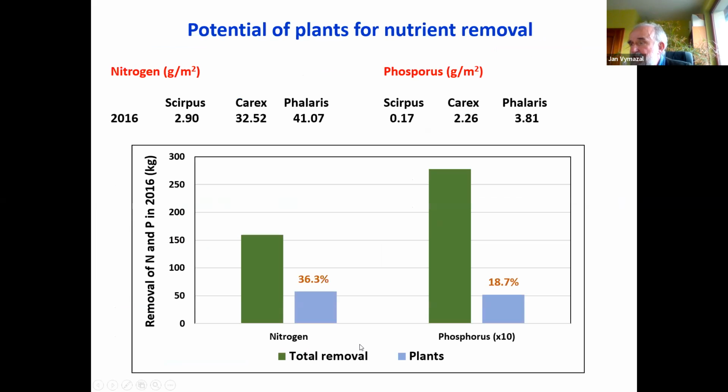So we can remove some nitrogen and phosphorus through plant removal. Again, here you can see this is about 30% of nitrogen out of total removal, and about 18% of phosphorus. Those are very similar numbers as for the vegetated ditch, where about 35% of nitrogen and 15% of phosphorus out of the removed nitrogen and phosphorus can be removed by plant harvesting.